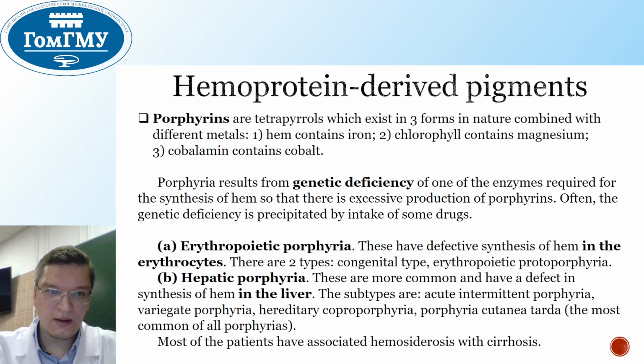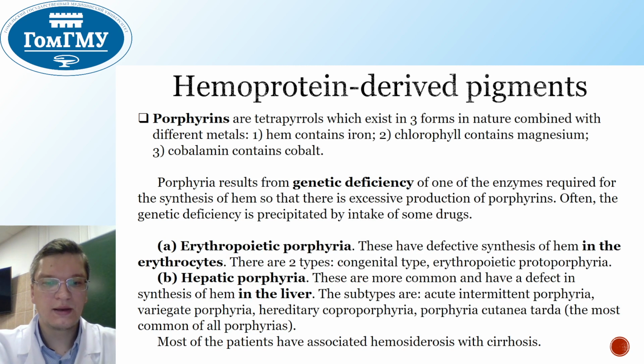Porphyrins are tetrapyrroles, which exist in three forms in nature, combined with different metals: heme, containing iron; chlorophyll, which contains magnesium; and cobalamin, which contains cobalt. Porphyrias result from genetic deficiency of one of the enzymes required for synthesis of heme, so there is excessive production of porphyrins. Often the genetic deficiency is precipitated by intake of some drugs. Porphyrias are broadly of two types: erythropoietic and hepatic.